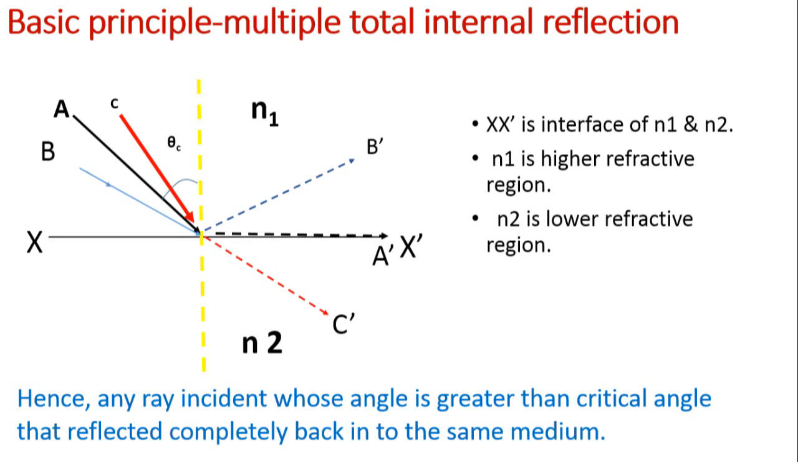So what is theta C? Theta C is the critical angle. The critical angle is defined as the angle of incidence at which the refraction angle becomes 90 degrees. If any angle of incidence is greater than the critical angle, that ray undergoes total internal reflection. This type of reflection is called total internal reflection.